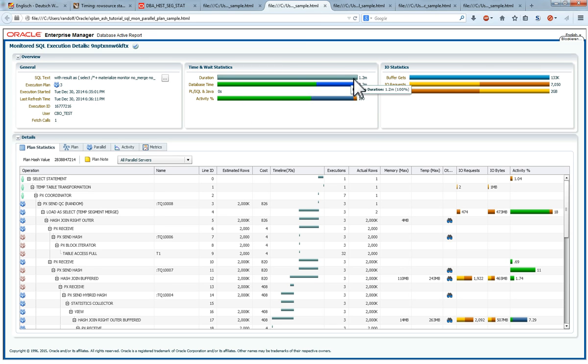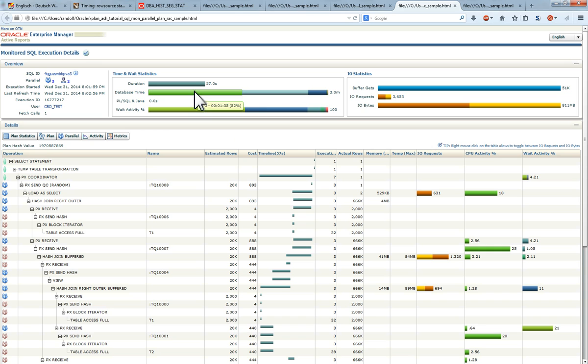The 12c report shows all these bars with the same final size, whereas in the 11.2 report, there is an indication between the duration and the database time. Graphically, there is a relation between these two bars, so that from the difference between the size of these two bars, you already get an idea about the degree of parallelism, the actual degree of parallelism that got used.